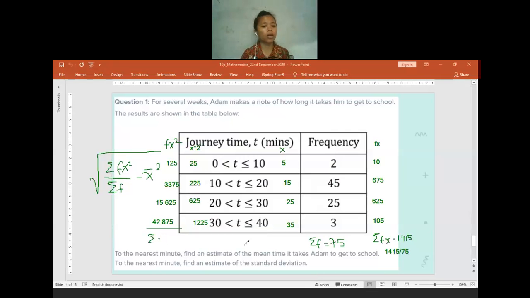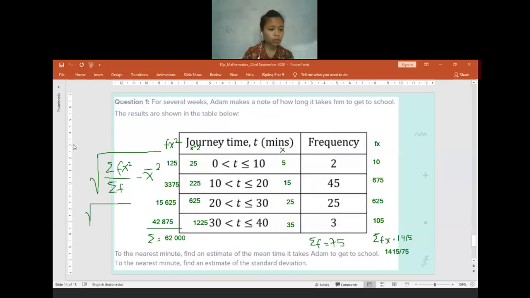Or is there anyone who has any confusion? Maybe my explanation is too fast or anything, you can remind me. How many is the sigma fx square? Is there anyone already find it? Yeah, it will be 125 plus 3375 plus 16625 plus 42875. It will be equals to 62,000. Thank you, Natalie. Okay, it will be 62,000.